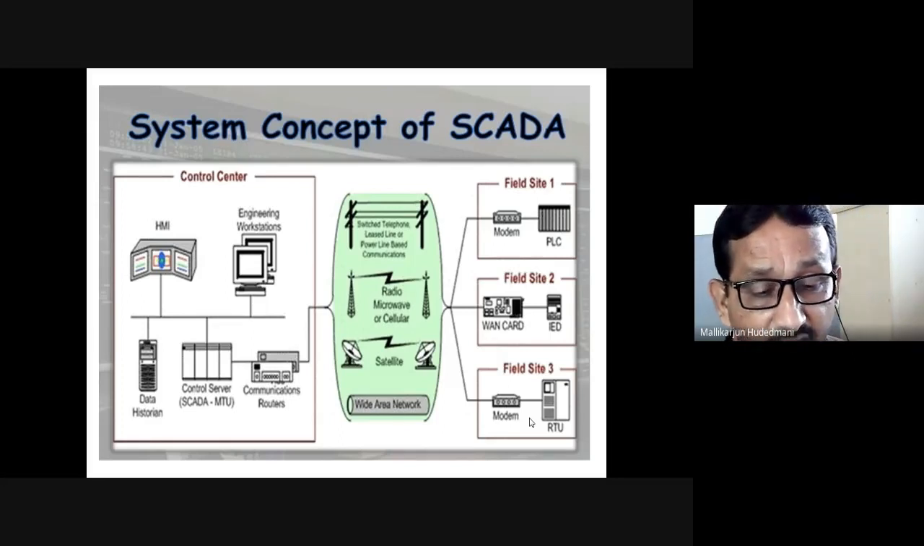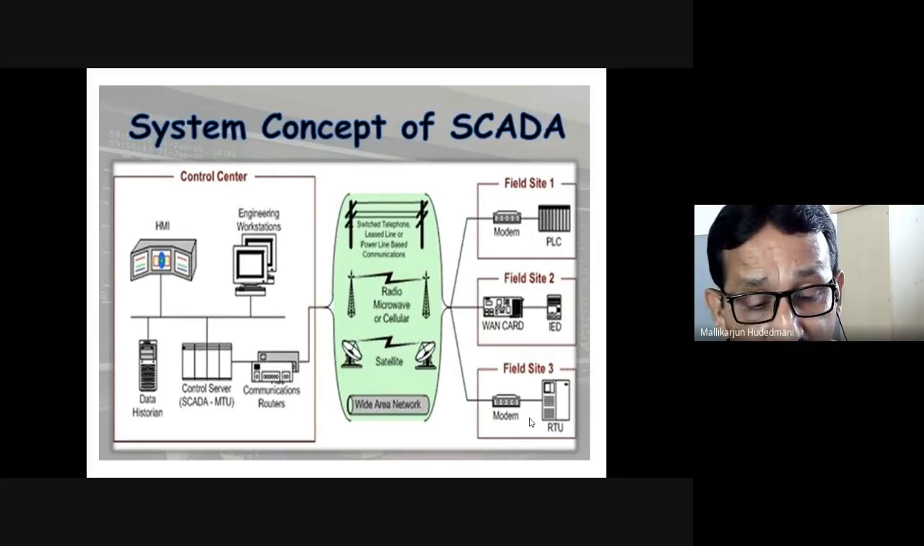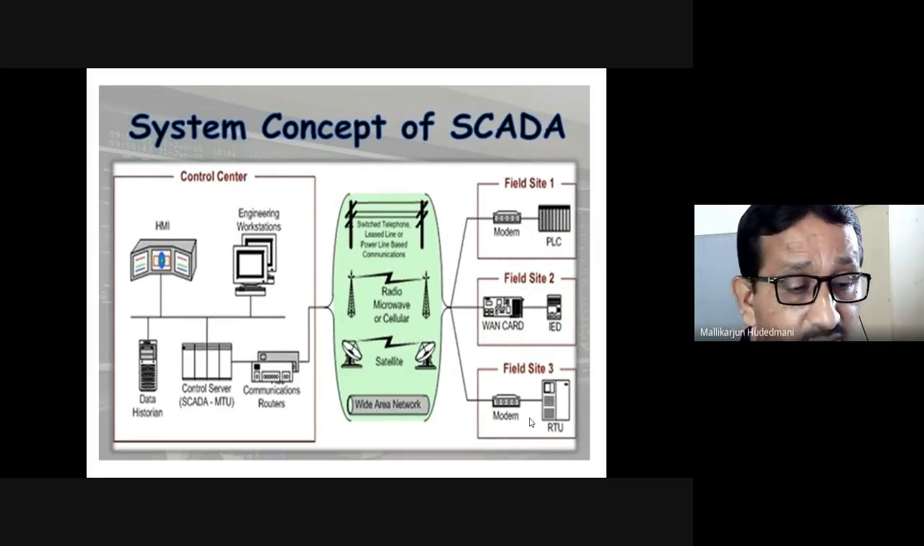Like it is bidirectional. Whatever I am speaking is bidirectional. From the energy control center, signals are routed to this. From the remote center, signals are taken for processing in the energy control center. This is how one interaction we have done.